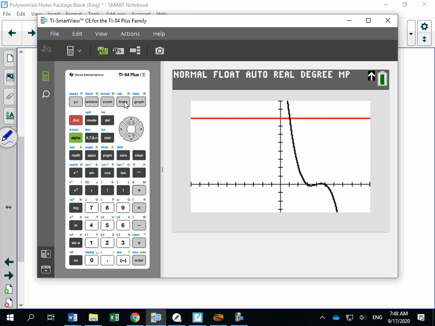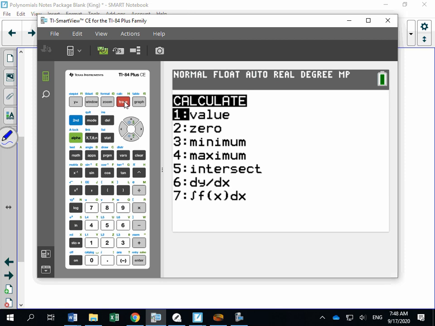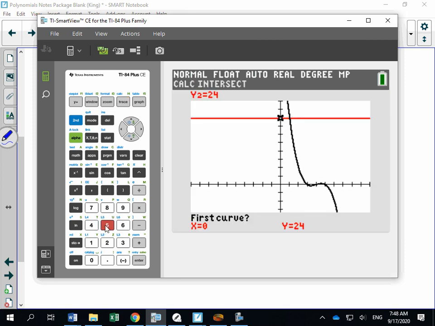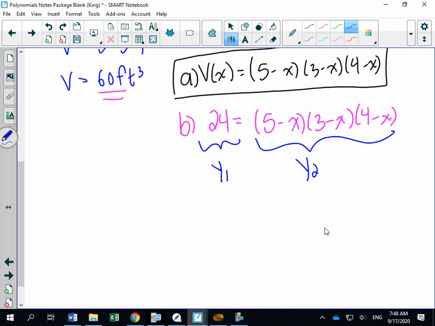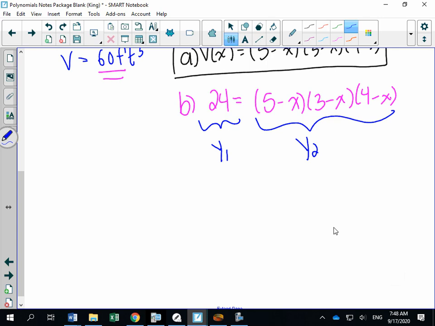So second function, calculate, and we are looking for number 5, an intersect. So go close to your intersect and you hit enter 3 times. Enter, enter, enter. And what we get is when x is 1, y is 24. So the intersect that we get is when the x value is 1, the y value is 24.